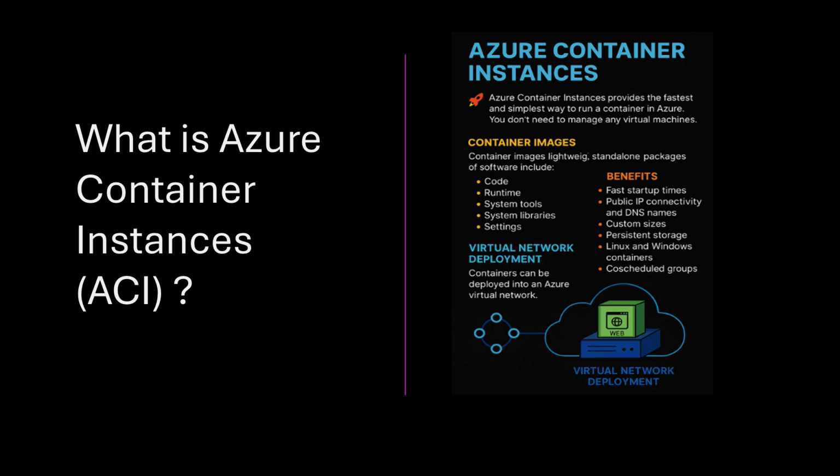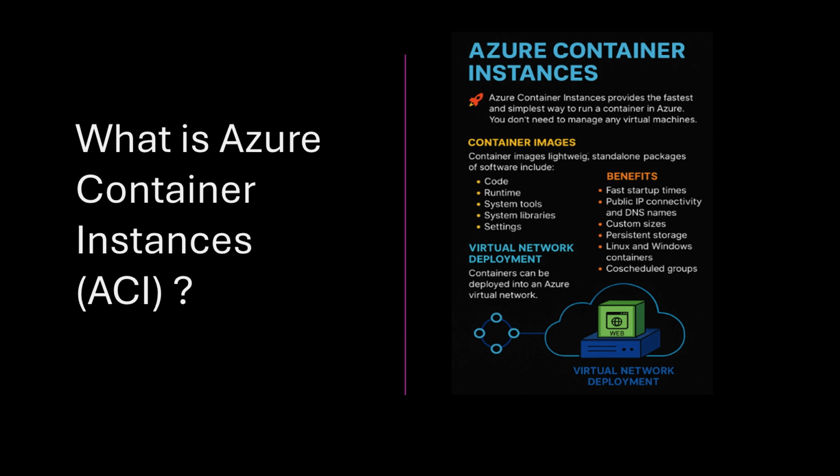Before you can run a container in ACI, you need a container image. Think of it as a portable box that contains everything your app needs to run. When you create a container image, it includes your app code, the runtime environment like Node.js, Python, .NET, system tools and libraries, and configuration settings. This container image becomes a fully self-contained executable unit that can run reliably across environments, whether on your laptop, in Azure, or inside a Kubernetes cluster.